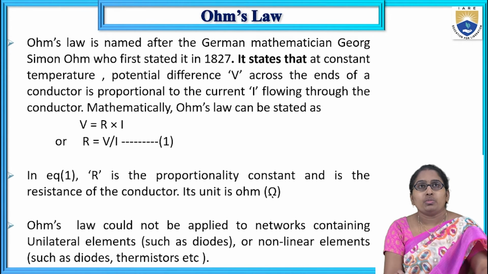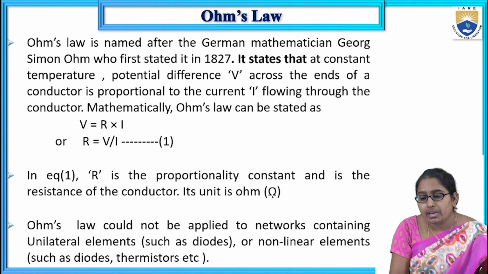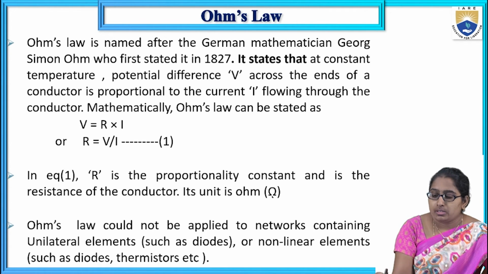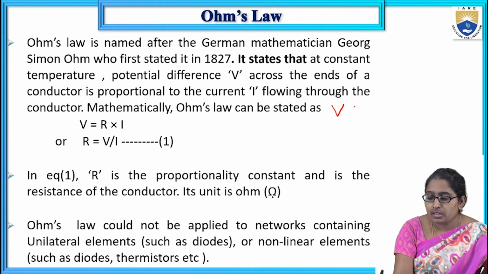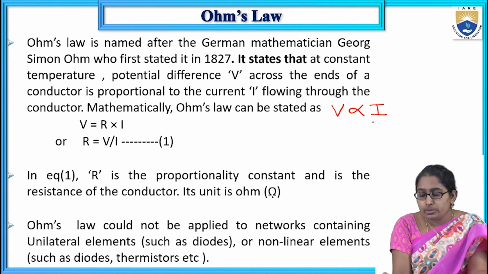So Ohm's law is stated under the condition of constant temperature. At constant temperature, the potential difference, that means voltage, applied across the ends of a conductor is directly proportional to the current I flowing through the conductor. Mathematically, Ohm's law can be stated as V proportional to I.